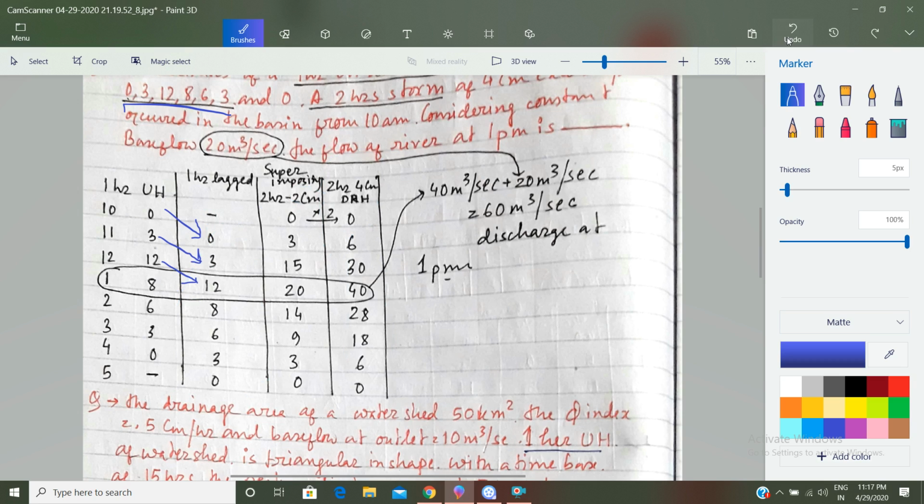Okay, if we divide this by 2, we will get a 2-hour 1 centimeter depth unit hydrograph, meaning the 2-hour unit hydrograph. If we need a 4 centimeter DRH, then we have to multiply this by 4. See, you have jumped the step here. We have 2 centimeter precipitation of 2-hour duration. If we need a 2-hour 4 centimeter precipitation DRH, we have to multiply this by 2.